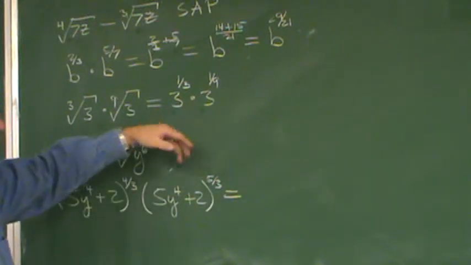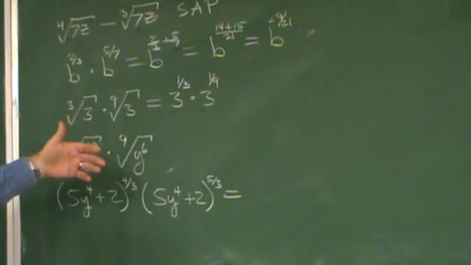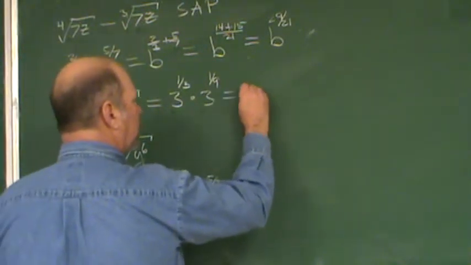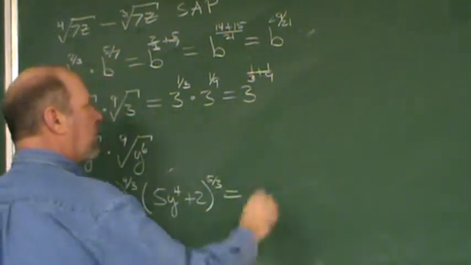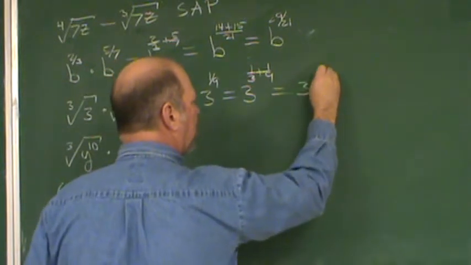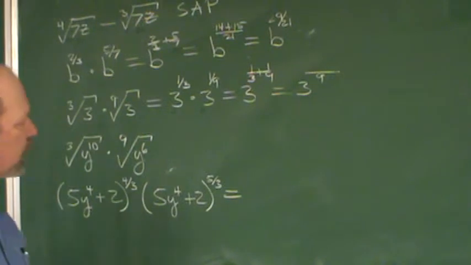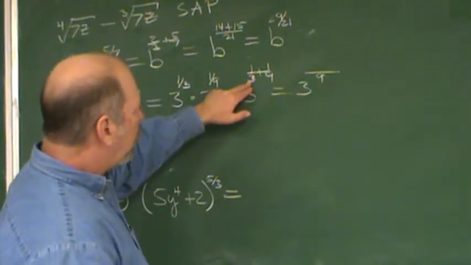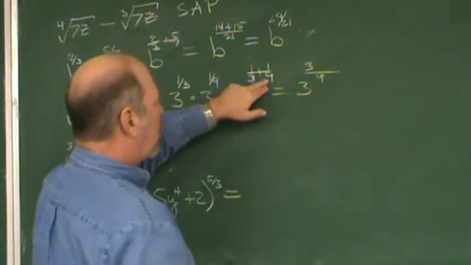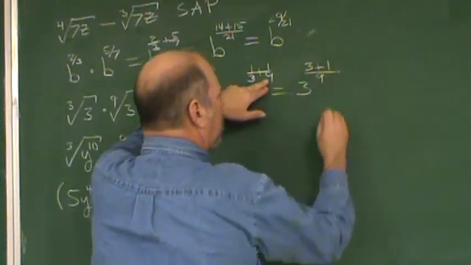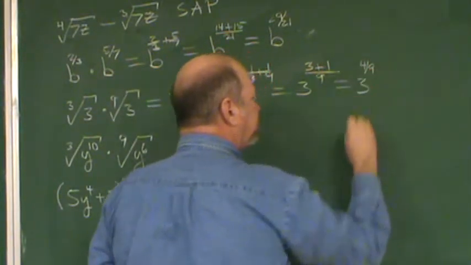But because they are the same base, we can do the same thing we did a while ago. So this is really nothing more than 3 to the 1/3 plus 1/9. And once again, we need a common denominator to add or subtract fractions. Between 3 and 9, the least common denominator is 9. I have to multiply 3 by 3 to get 9, so 3 times 1 is 3. 9, I've already got it, so I just put a 1 there. So this turns into 3 to the 4/9 power.